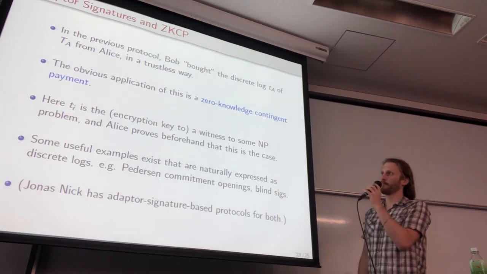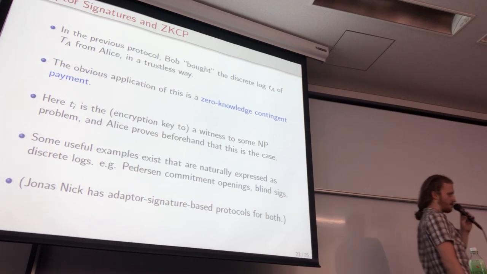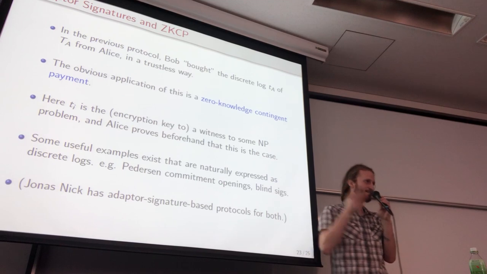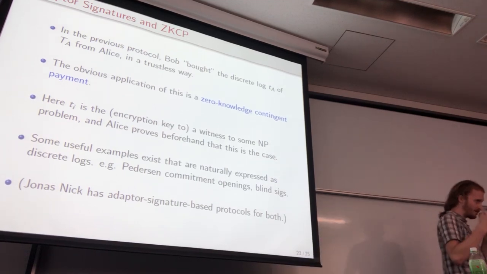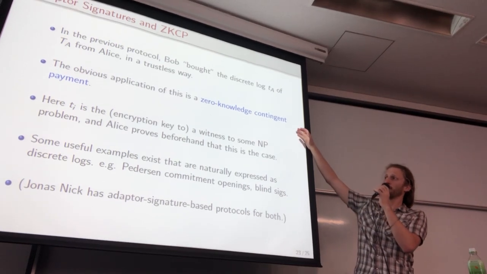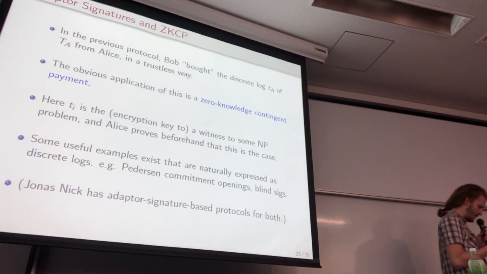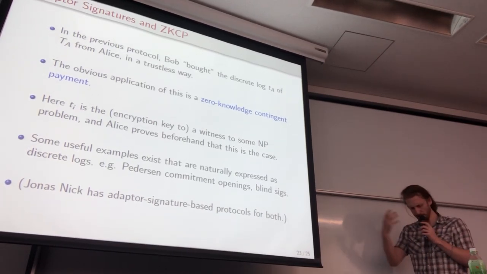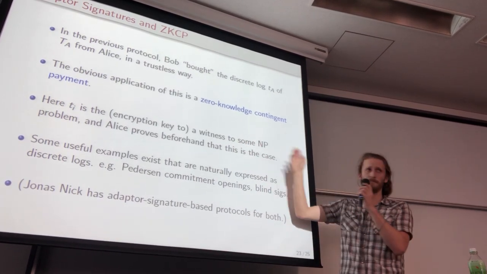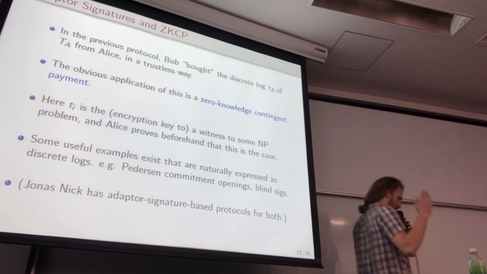So what can I do with this? There's sort of an obvious application. This is obvious to people who play with signatures all day and also read Bitcoin Talk all day, which is to apply this to a zero-knowledge contingent payment. This is a mouthful of a term. What this refers to is taking a Bitcoin payment and selling some secret data in exchange. But specifically here, the secret data is a witness to some NP problem, or more likely an encryption key to the solution to some NP problem.